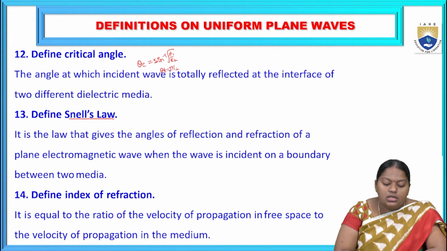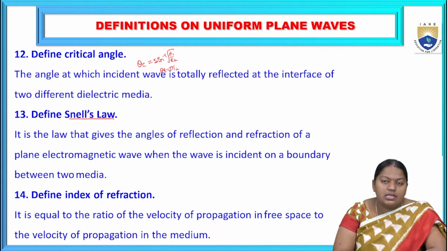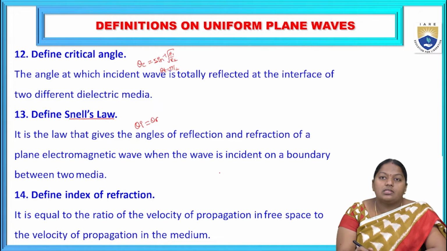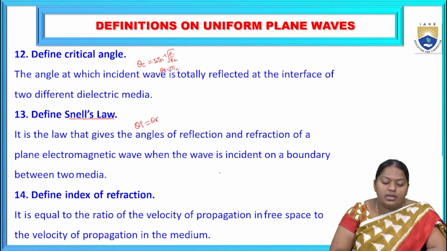Next, define Snell's law. It is the law that gives the angles of reflection and refraction of a plane electromagnetic wave when the wave is incident on a boundary between two media. There are two types of Snell's laws: Snell's law of reflection and Snell's law of refraction. Snell's law of reflection means that the incident wave angle and reflected wave angle are the same: theta I is equal to theta r.